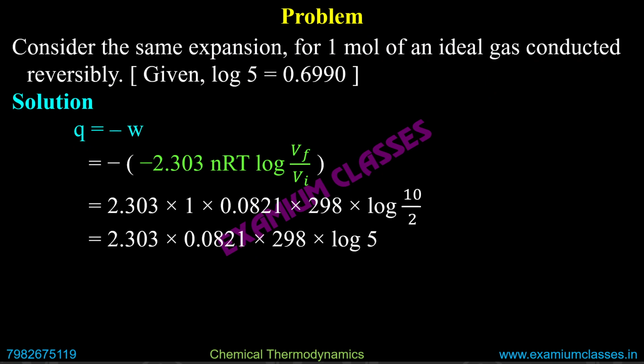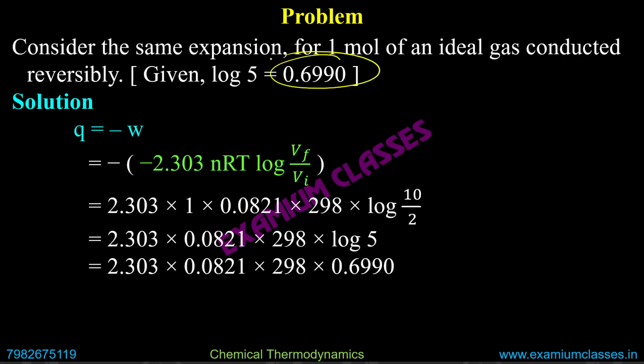Then we solve this one. Log 5 value is given. So substituting that, we solve, we get the value of heat as plus 393.66 liter atm. And because it is positive, it means this much heat will be absorbed and the same amount of work will be done by the system. W will obviously be negative because Q equals to minus W.